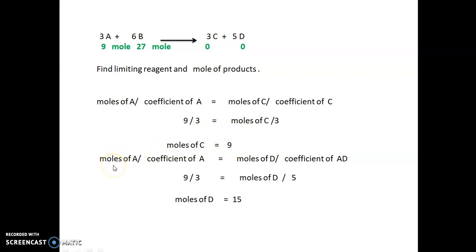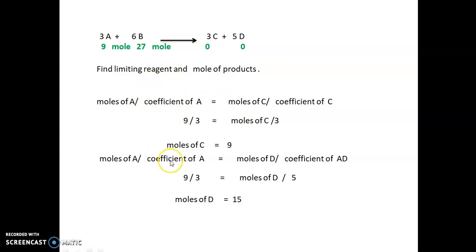Similarly, you take the moles of A to the coefficient of A is equal to moles of D to the coefficient of D. Here only D is there, you consider D here, so that moles of A is 9 and coefficient of A is 3. Moles of D we have to calculate. So coefficient of D is 5. So it comes moles of D is 15. So it is a very easy method.